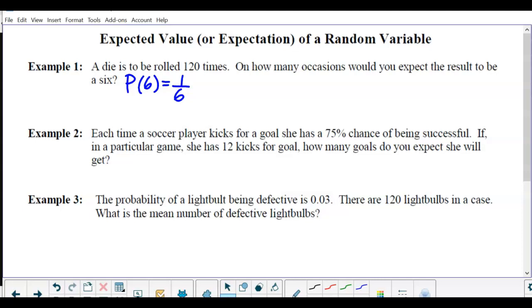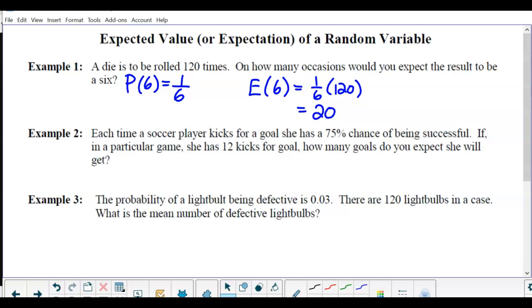Exactly. And we use a capital E. So expected value of 6 is going to be 1/6 times 120, or 120 times 1/6. So you would expect 20 rolls of 6. Okay. Might not be if you did that experiment, but theoretically that's what it should be.